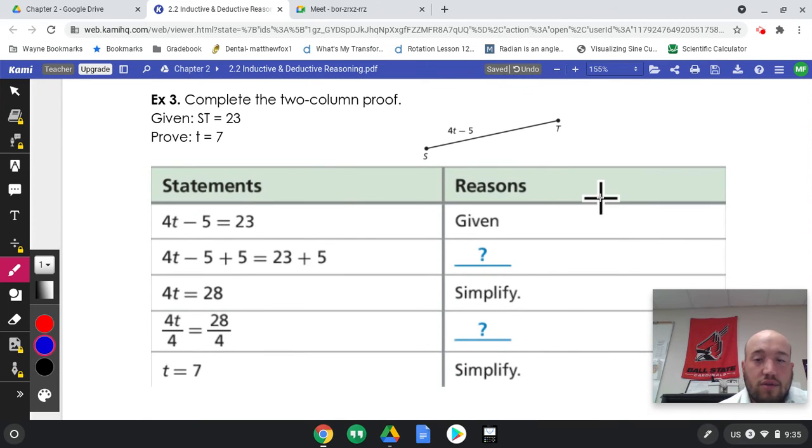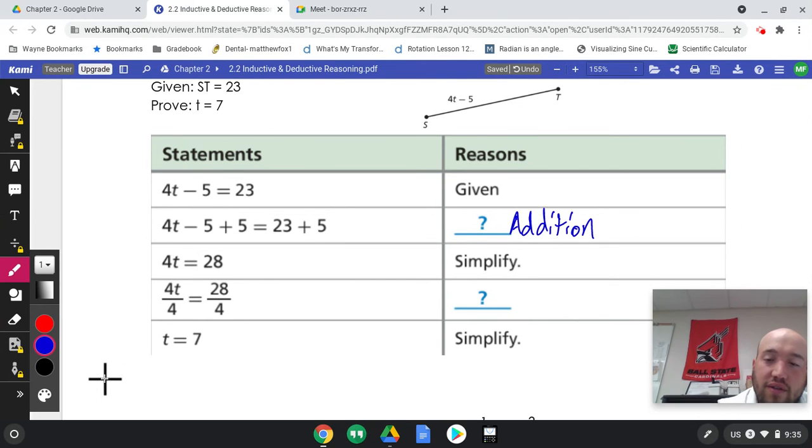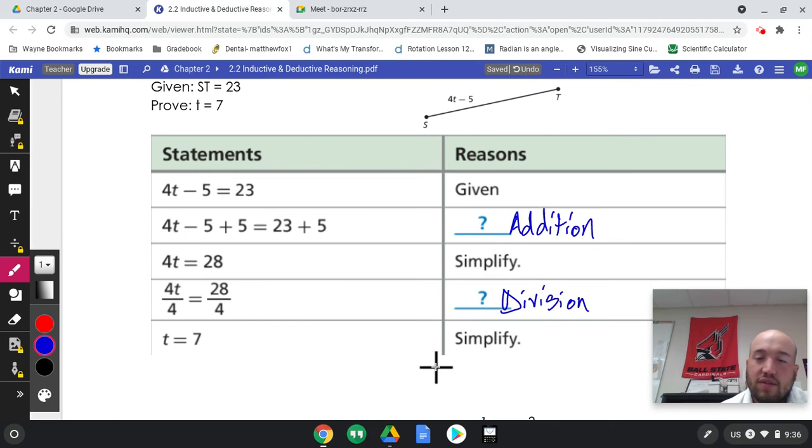So here, complete this 2-column proof. We are told that ST equals 23. Right here, we see that 23, or ST, is also equal to 14 minus 5, so we can set those equal. That's given to us. Now notice they add 5 to both sides. If we add the same thing to both sides, that's the addition property of equality. Then from there, 4t equals 28. They simplified. Then we divide both sides by 4. So division. And then we simplify to get t equals 7.